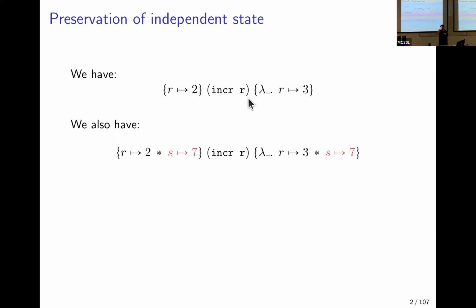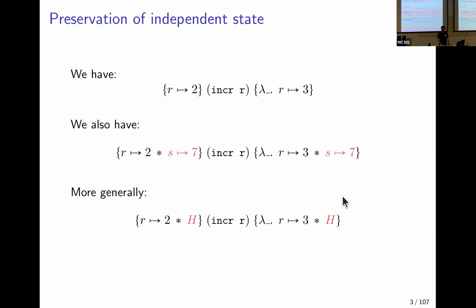So say you have specified your function, you worked very hard to specify the function inc that takes some R points to 2 and produces R points to 3. We would also be able to prove the following, which doesn't talk about S. We'd like to say that if we have S that points to 7, then S points to 7 at the end. So can we deduce this from this?